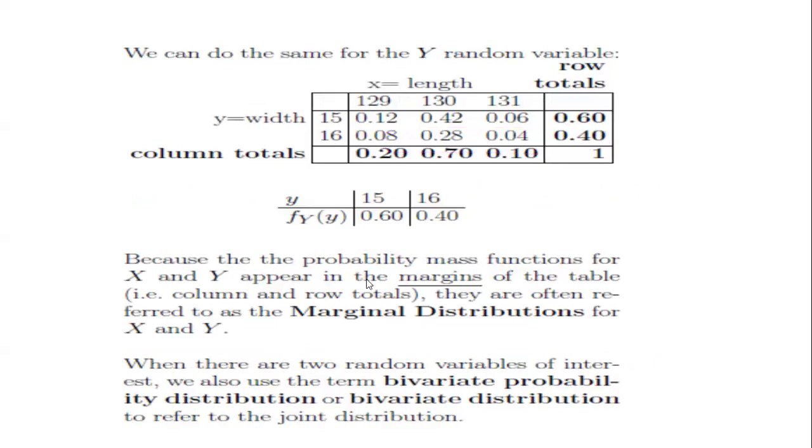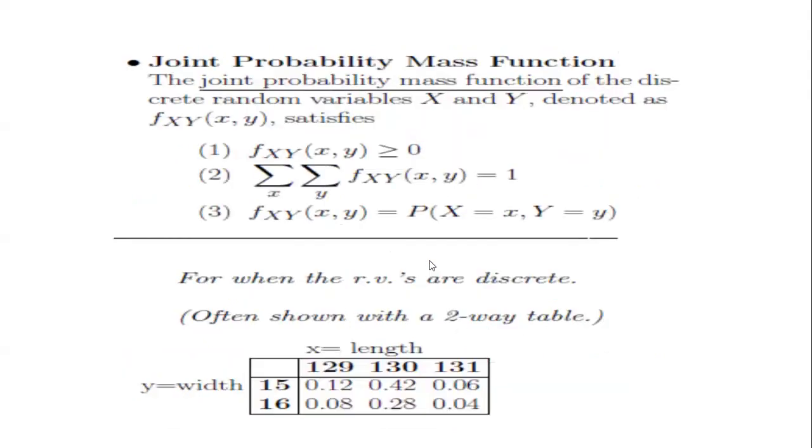Because the probability mass functions appear in the margin, they are called the marginal distributions. So this is the bivariate use case. Okay, the basic concepts are still the same.